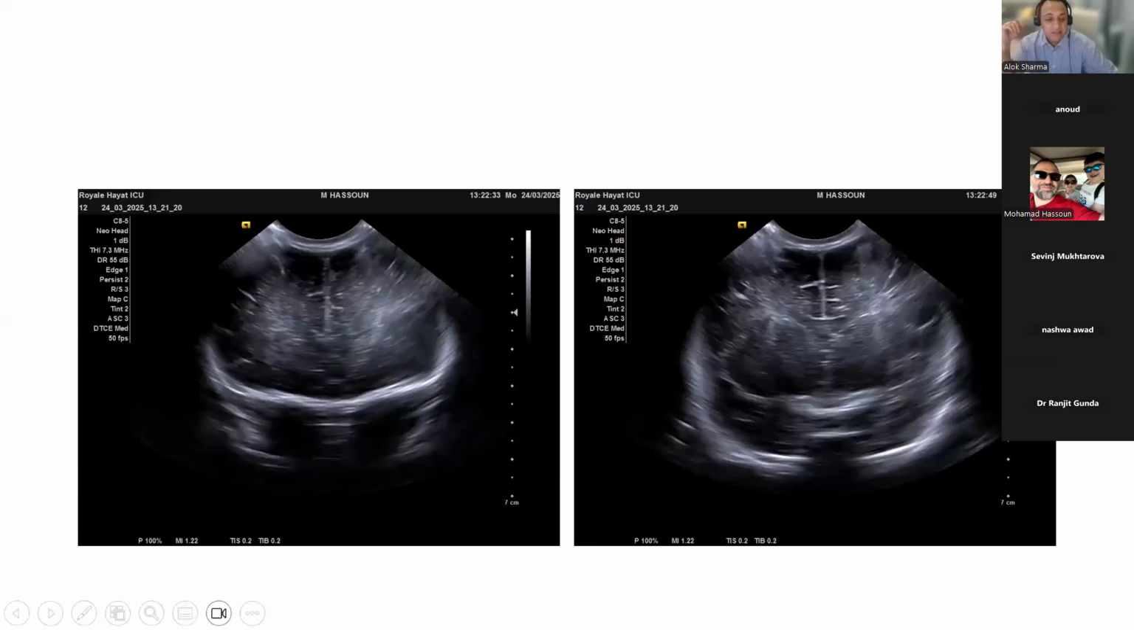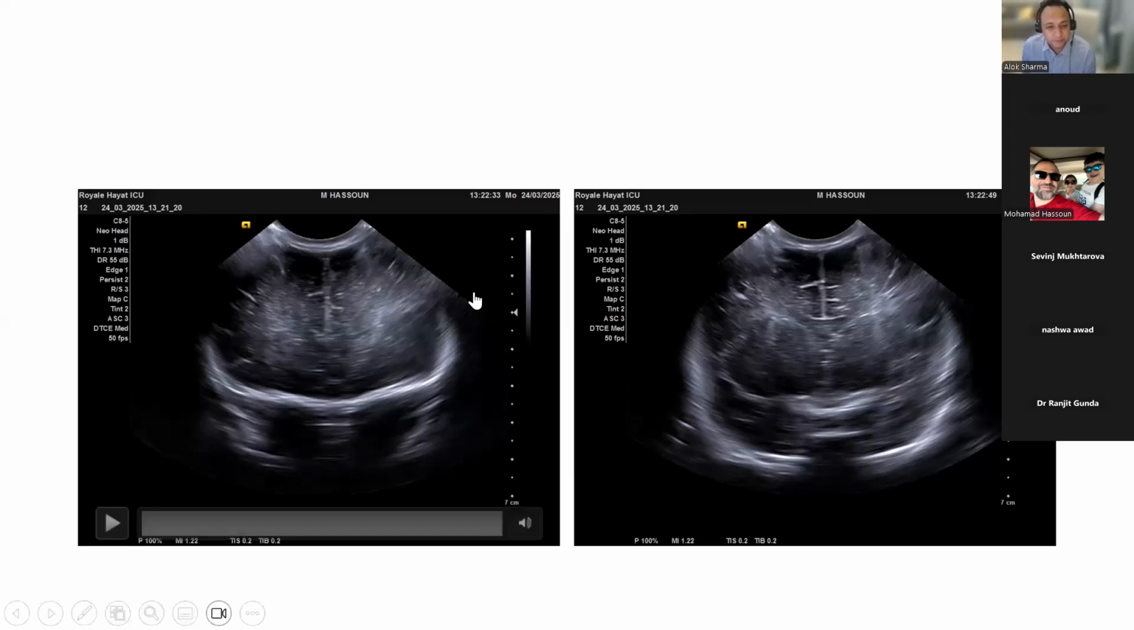I put the depth at 7 centimeters and the focus a little bit on the interhemispheric fissure, and this is C1. Here I saw some blush, but this is normal, I think. This is the orbit.